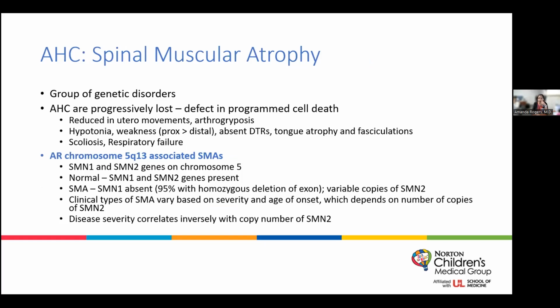So 5q SMA is an autosomal recessive condition where you have a non-functioning SMN1 gene or deletion of the SMN1 gene, which is needed for survival of motor neurons. So you really depend on this backup gene, the SMN2 gene, which makes a little bit of the protein that is required. If you have more copies of that SMN2 gene, your disease tends to be less severe. So there are different phenotypes of SMA depending on what the severity is.